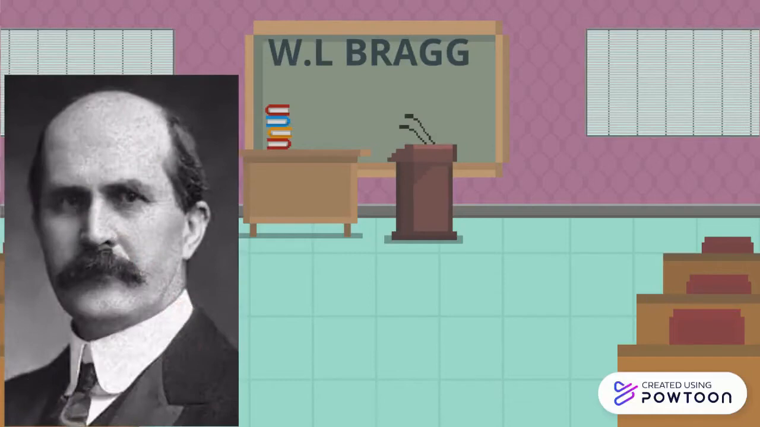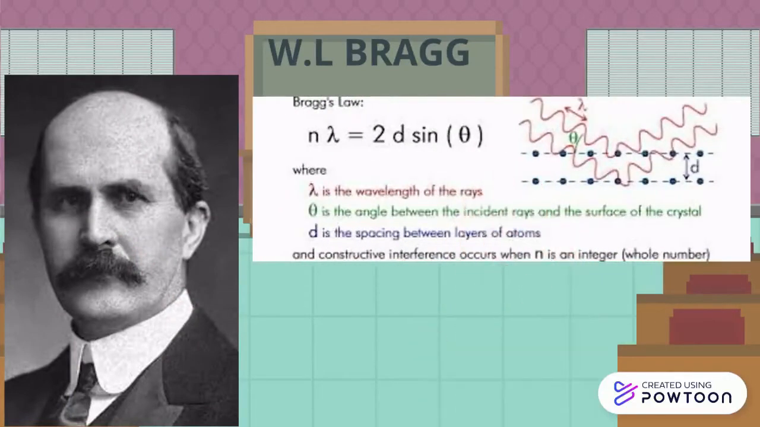W. L. Bragg considered crystals to be made up of parallel planes of atoms. Incident waves are reflected specularly from parallel planes of atoms in the crystal, with each plane reflecting only a very small fraction of the radiation.